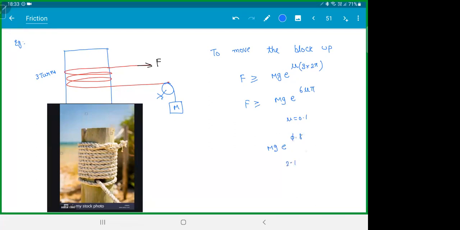Exponential 1.8 is about 2.7. So even if you take it as 2.5, that squared will be 6.25 mg approximately. With a friction of 0.1, you can balance a weight of 6 times more with just the force F. So taking a rope and going around the pole will generate a lot of force. It's very difficult to remove actually. So this is how people normally tie the ropes. This is much better.